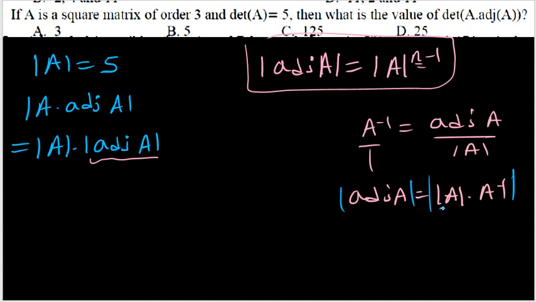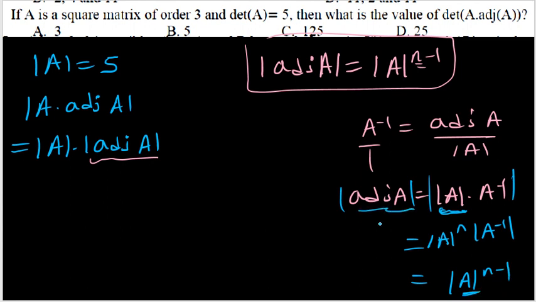Then what will happen, since this is a constant, when you take it out, it will be the determinant of A to the power of n, times what remains, the determinant of A inverse. The determinant of A inverse is just 1 over the determinant of A. So we can simplify and write this as the determinant of A, the whole to the power of n minus 1. This is the adjoint of A.